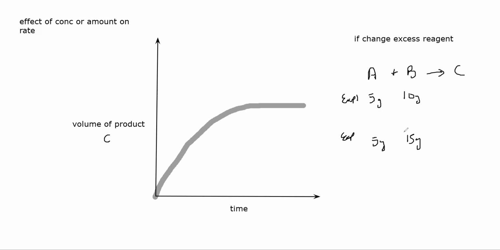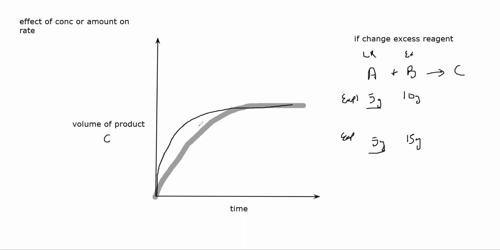So what will happen? In this case, the amount of product is the same because the amount of product depends on the limiting reagent. I have the limiting reagent, 5 grams of A, in both experiments, and once the A is used up, the product will not form. So we change the excess reagent, and the experiment will be faster, but the amount of the product will be the same. The rate will be steeper, but the final product will not change.